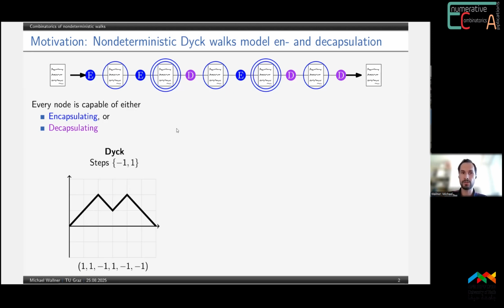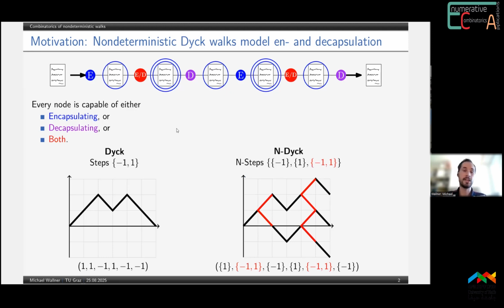And if these routers are just capable of doing that, that's a bit boring. So obviously, most of the time, they can do both. They can encapsulate or decapsulate. I sketched this by these red nodes, encapsulation and decapsulation steps. And then there's a choice of what they want to do. The idea is that at the very end, you want to get your message back. This can be modeled again by paths, by a generalization of paths, which we call non-deterministic Dyck paths.